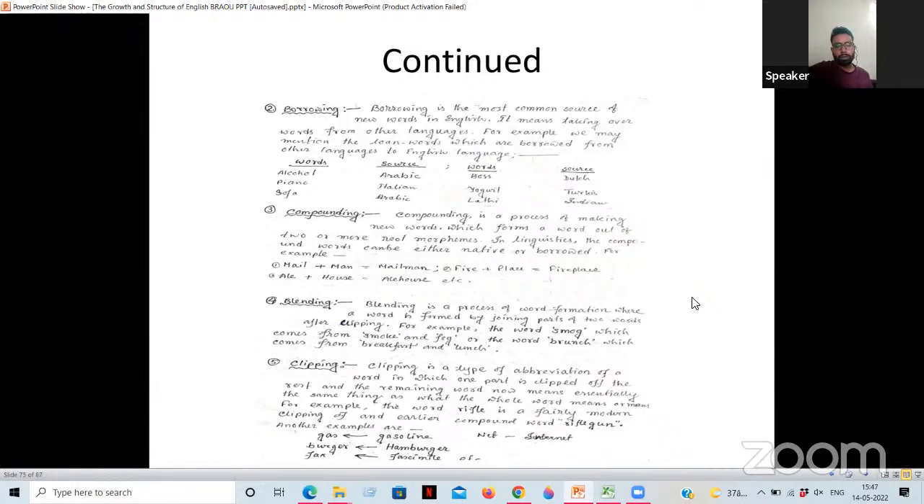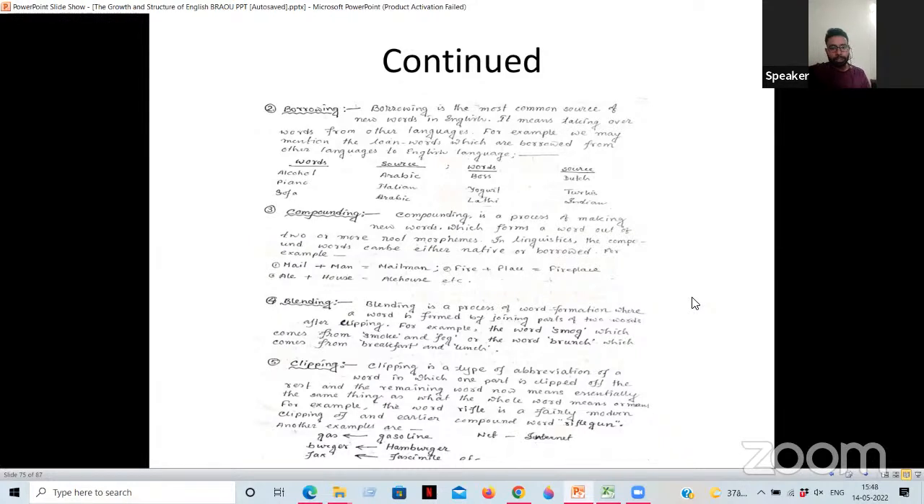So a question may also come that you can write about word formation, so you will have to talk about all these things. The other one is clipping. Now, what is clipping? That's what I was talking about. There could be some big words, and from those words we have omitted or deleted some portion, and now the present word that we have is the shortened or abbreviated form of that particular word.